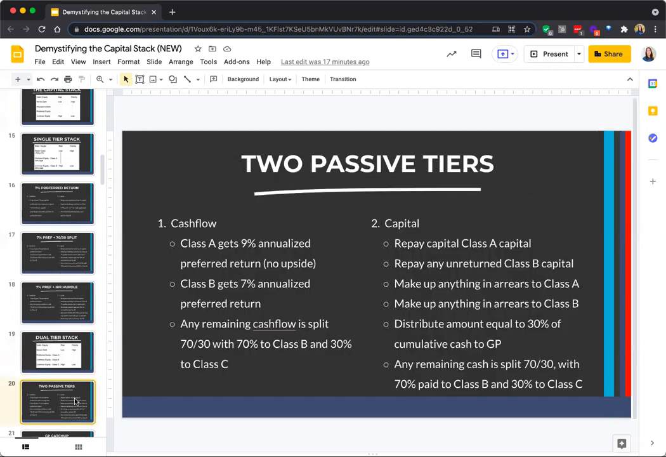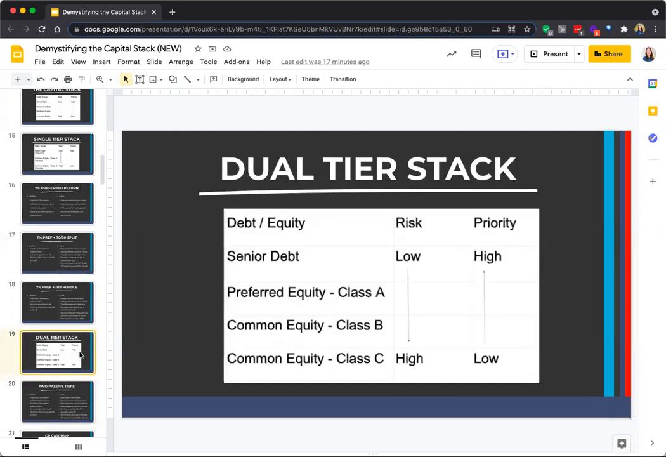All right. Now, in this particular deal, we can do two passive tiers. And when we look at the cash flow, Class A might get a 9% annualized preferred return, no upside on the deal. Preferred equity here generally does not participate in any of the capital events on the property other than the sale. So if there's a refinance or a supplemental loan, they don't get their equity returned.